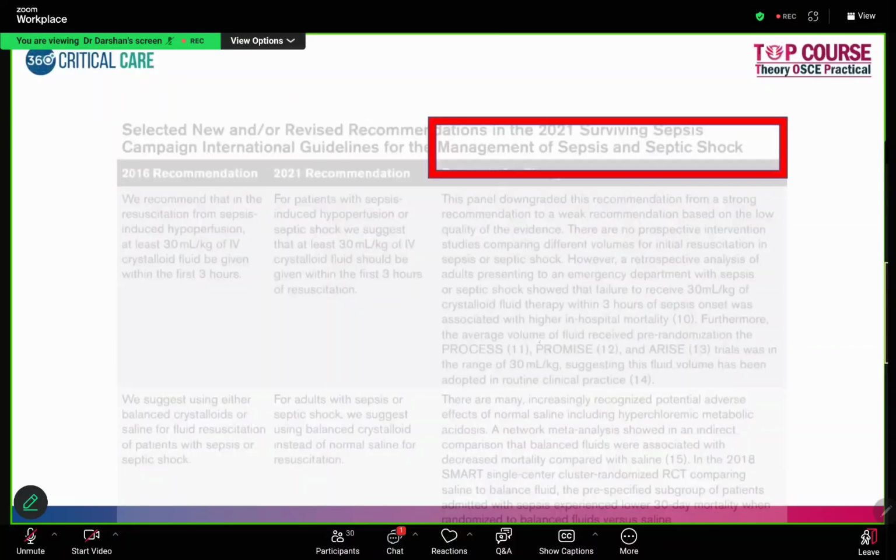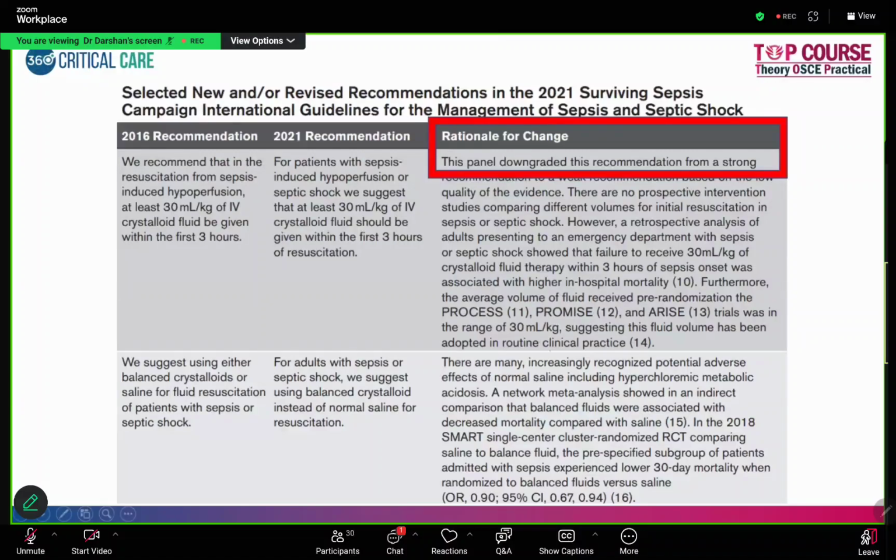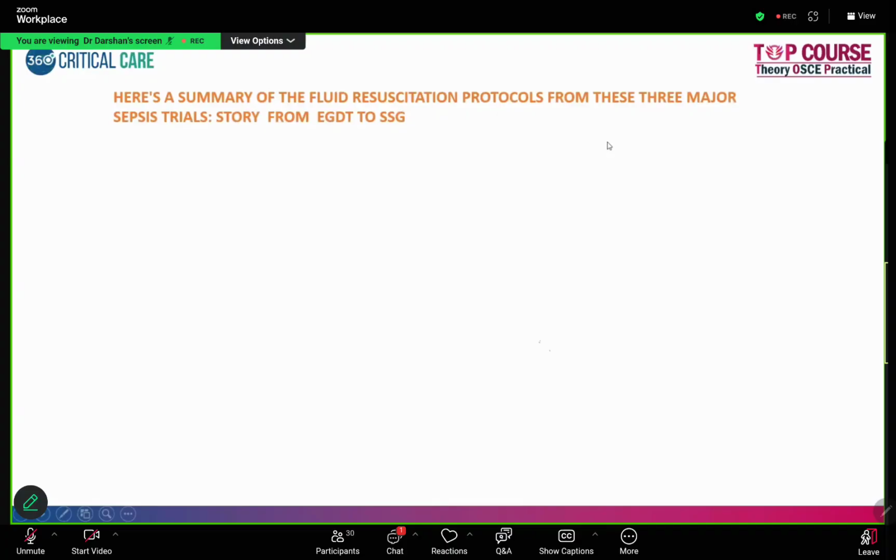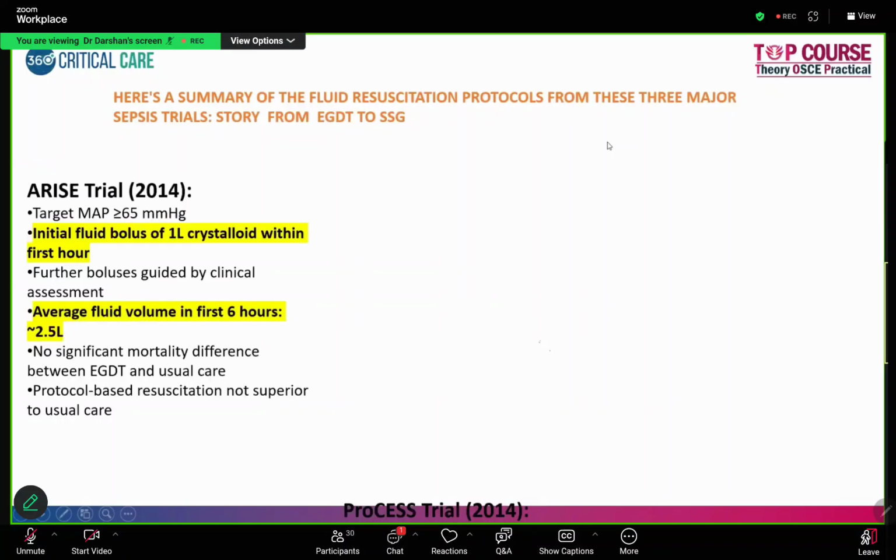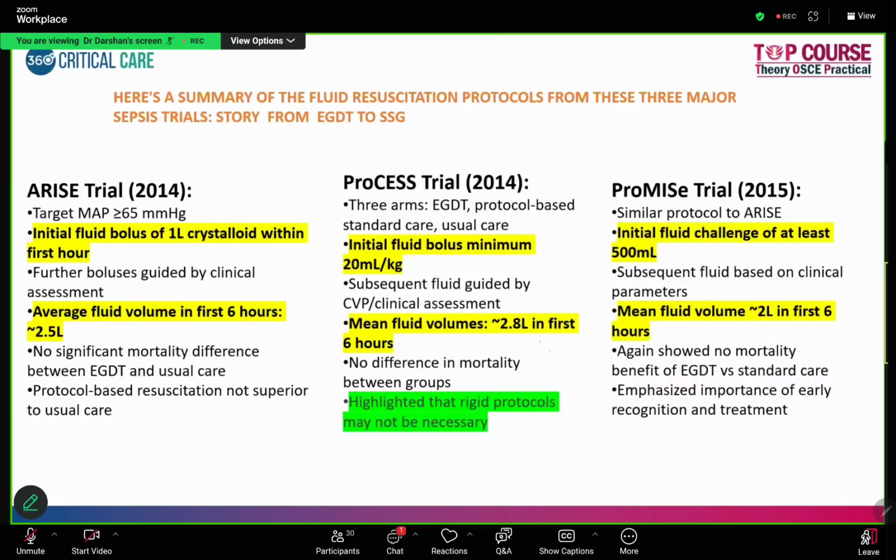Okay, why is it so? I'll tell you later. That is because there was no mortality benefit seen. Okay, after the EGDT trial, which was the one that focused on giving 30 ml per kg, ARISE, ProCESS, and ProMISe went ahead, used the same protocol to see, and what they found was there is no difference in mortality in both the groups, wherein they used a lesser fluid volume as compared to 30 ml per kg.